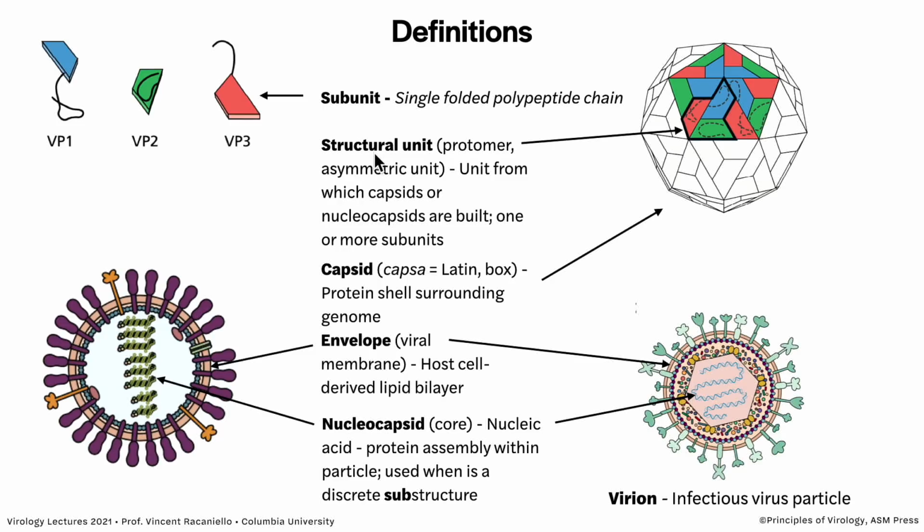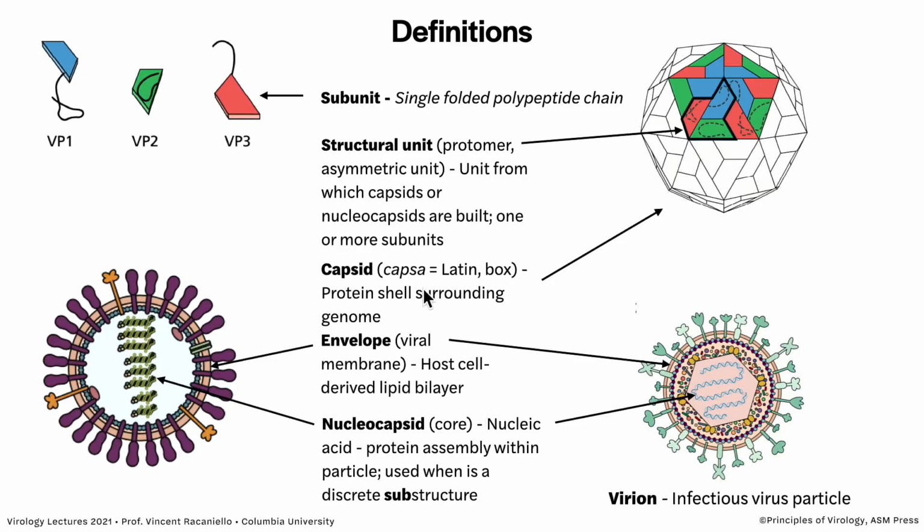And then the next level up is called a structural unit, which has synonyms including protomer and asymmetric unit. This is the unit from which the virus particles, which are called capsids, or even nucleocapsids, are built. We have to define these in a moment. It can be composed of one subunit. So a structural unit can be just one subunit repeated many times, or it could be multiple. In this case, this virus outlined in black, there are 3 subunits making up the structural unit, which is black here. But sometimes it can be just one subunit.